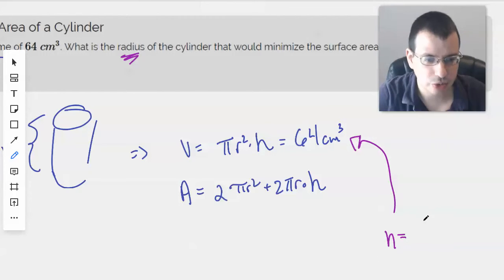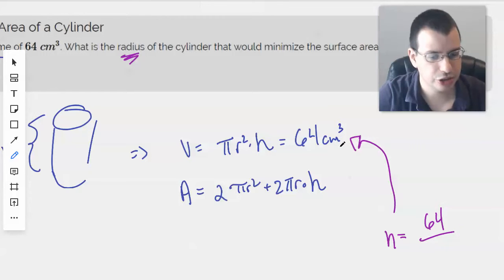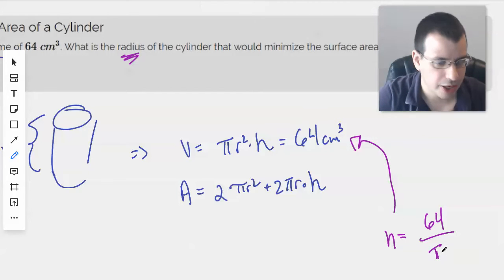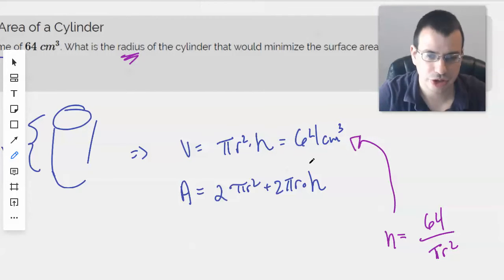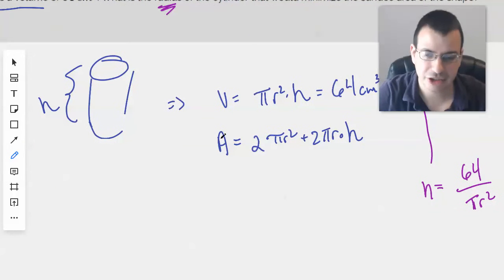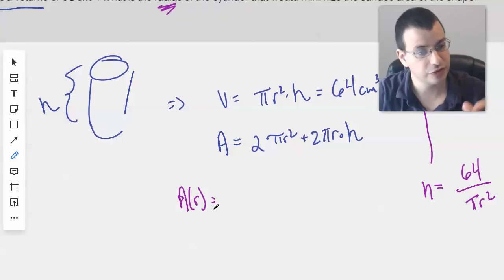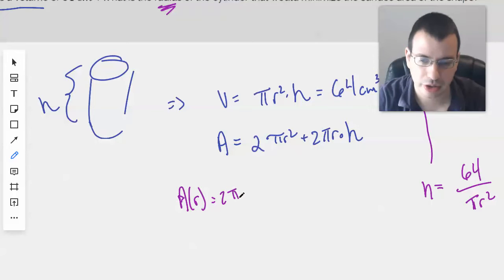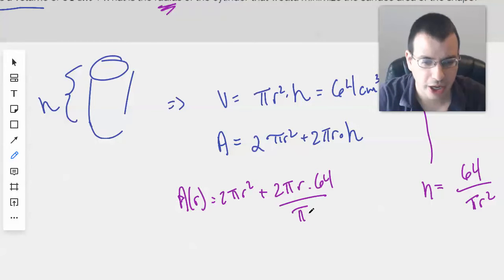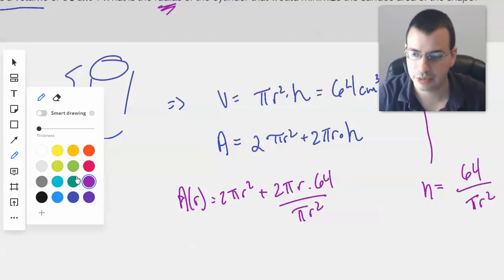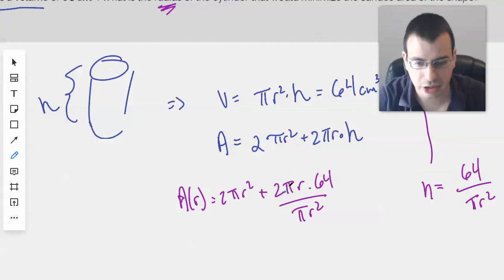So we say h equals 64. I'm going to drop the cubic centimeters, we'll just remember that, over pi r squared. So move this over there. And so for area as a function of r, the radius, we have 2 pi r squared, because that doesn't change, plus 2 pi r times 64 all over pi r squared, because that's the definition of h based on our 64 cubic centimeters. Do a little canceling here: a pi goes away, and one r goes away.